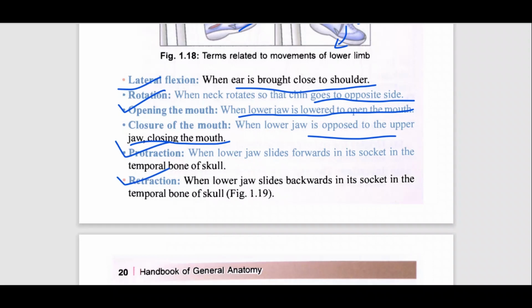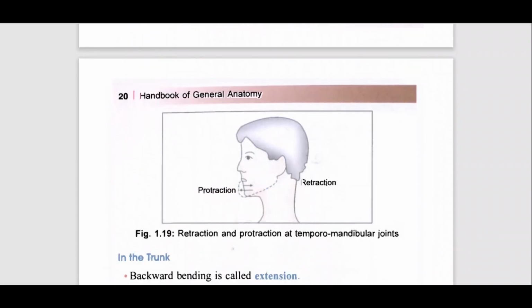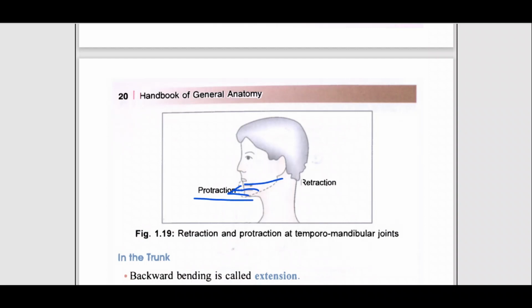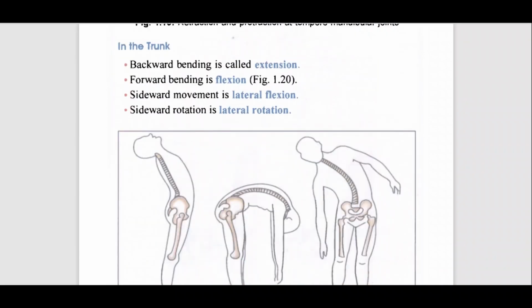Protraction and retraction, इसमें भी हमारे लोग बहुत ज़्यादा कंफ्यूज हो जाते हैं. मैं फिगर से आपको समझा देता हूँ. In figure 1.19, यहाँ पे बताया भी है. It is told that when the lower jaw comes forward, this is known as protraction. जब lower jaw backward movement करता है, this is known as retraction of your lower jaw.